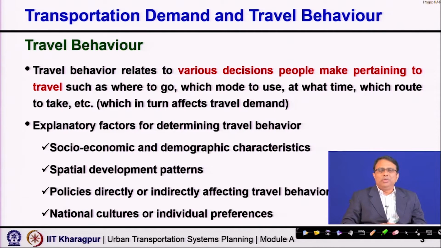What I mean by travel behavior, it relates to various decisions people make pertaining to travel. For example, where to go, which mode to use, at what time to travel, which route to take in case of private vehicles. All these decisions are important, because the key concern or the imbalance is happening. So many vehicles are there at a given location at a given time. How many vehicles will be there at a given time at a given location will depend on how individuals are making decisions.